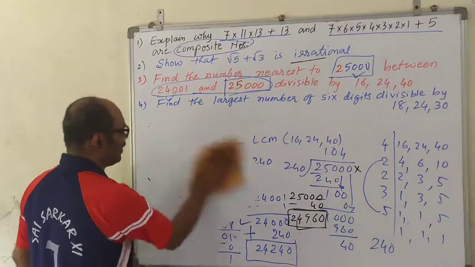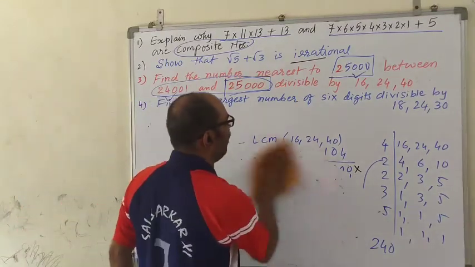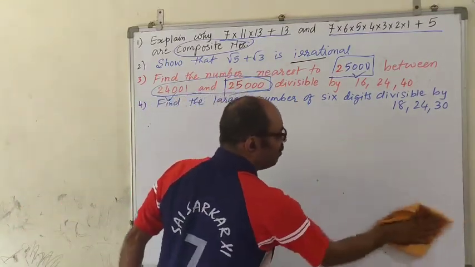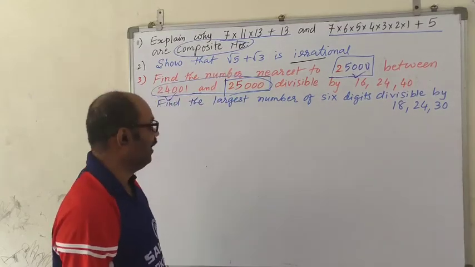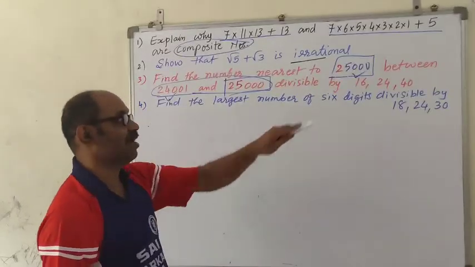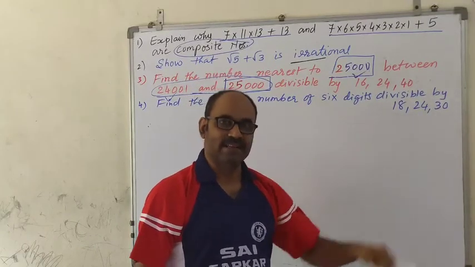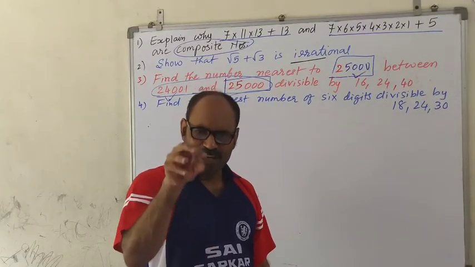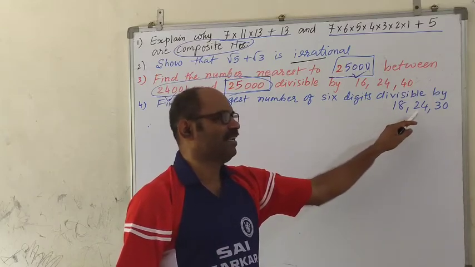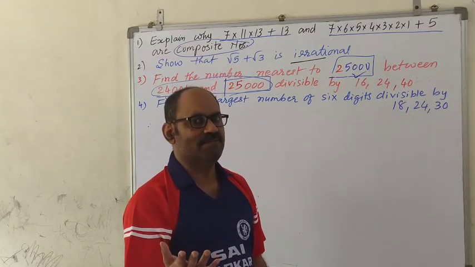Fine. The next number is a similar one. You can do it yourself. I'm not going to write a single word, but I'll explain it to you. I'll give you the hint. Find the largest number of 6 digits divisible by 18, 24 and 30. First you find out the least number which is divisible by 18, 24 and 30. And what is that least number?